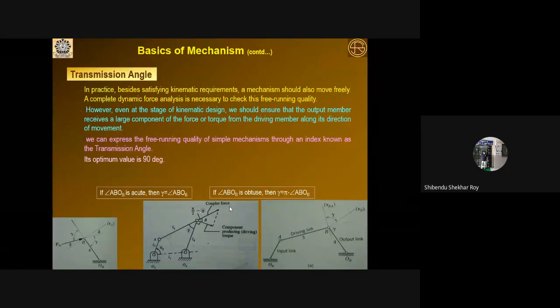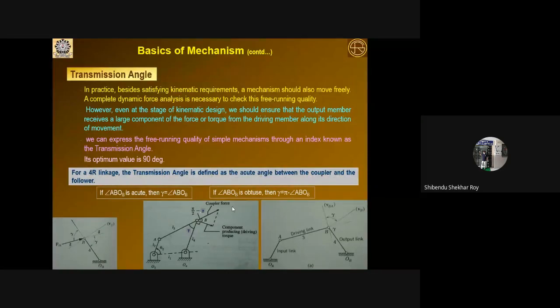So in practice, besides satisfying the kinematic requirement, a mechanism should also move freely. A complete dynamic force analysis is necessary to check the free running quality, but at the early stage of kinematic design, we should ensure that the output member receives the large component of the force which is responsible for the torque from the driving member along its direction of movement. We can express that free running quality of the simple mechanism through an index known as the transmission angle. For a 4R linkage, the transmission angle is defined as the acute angle between the coupler and the follower. Why?